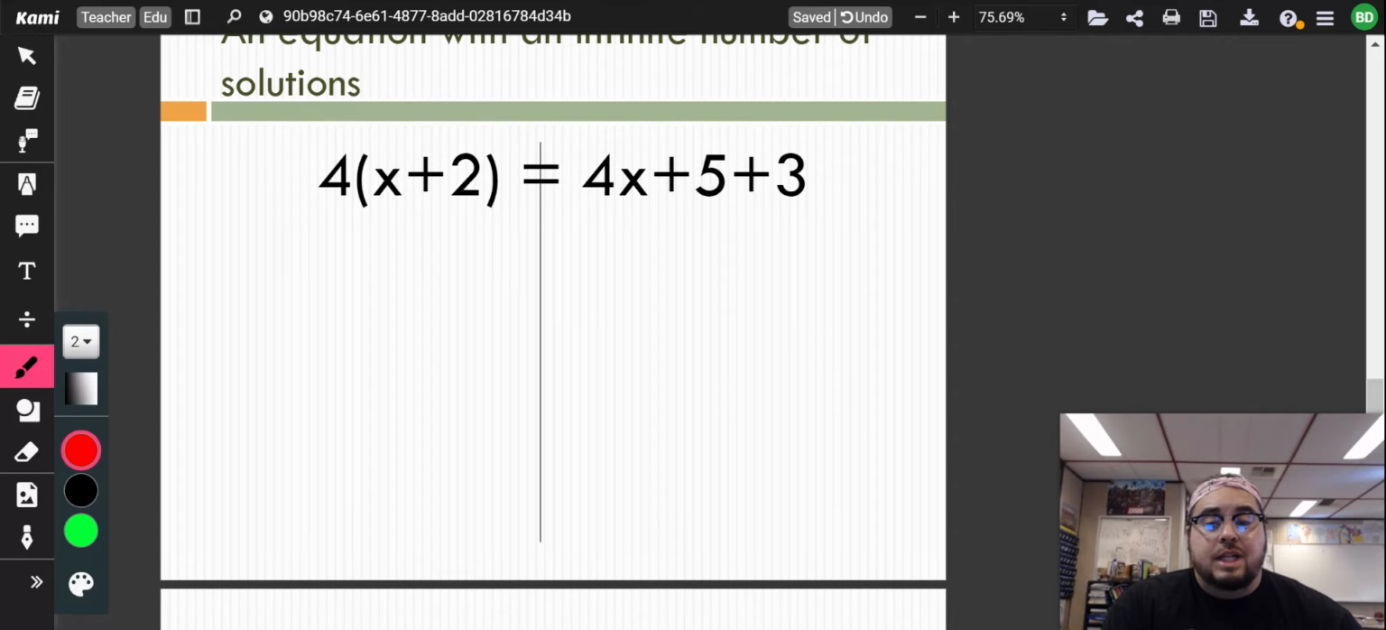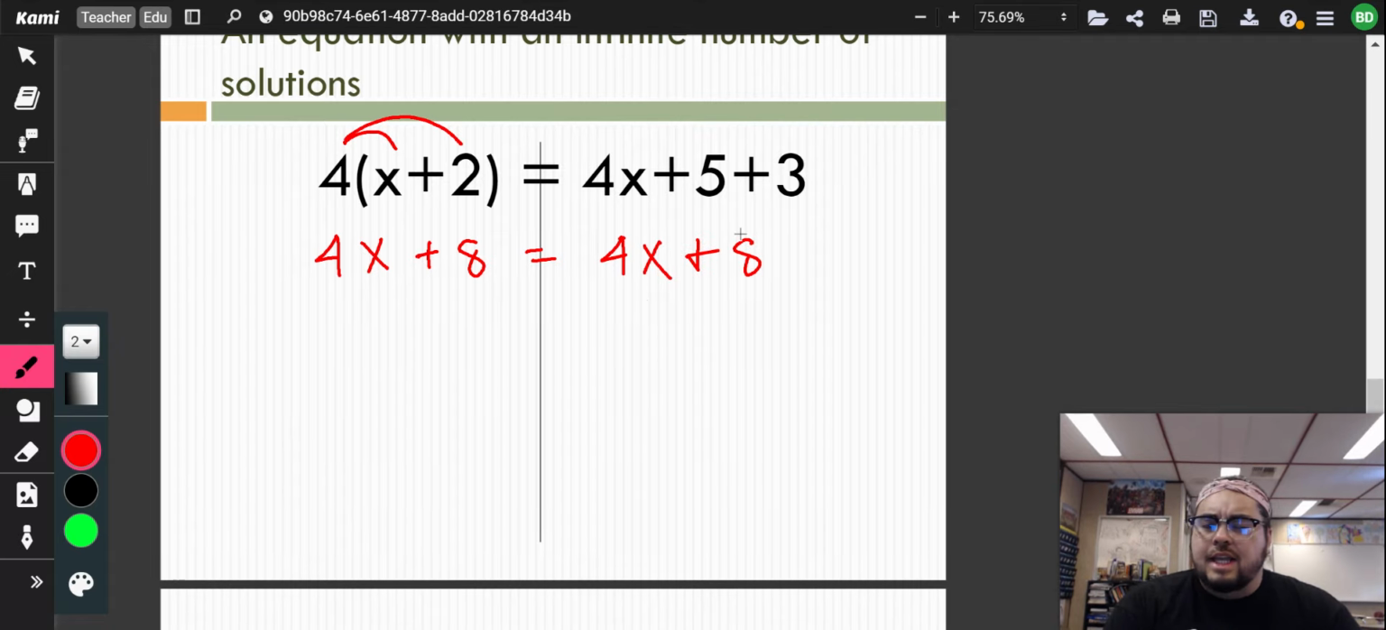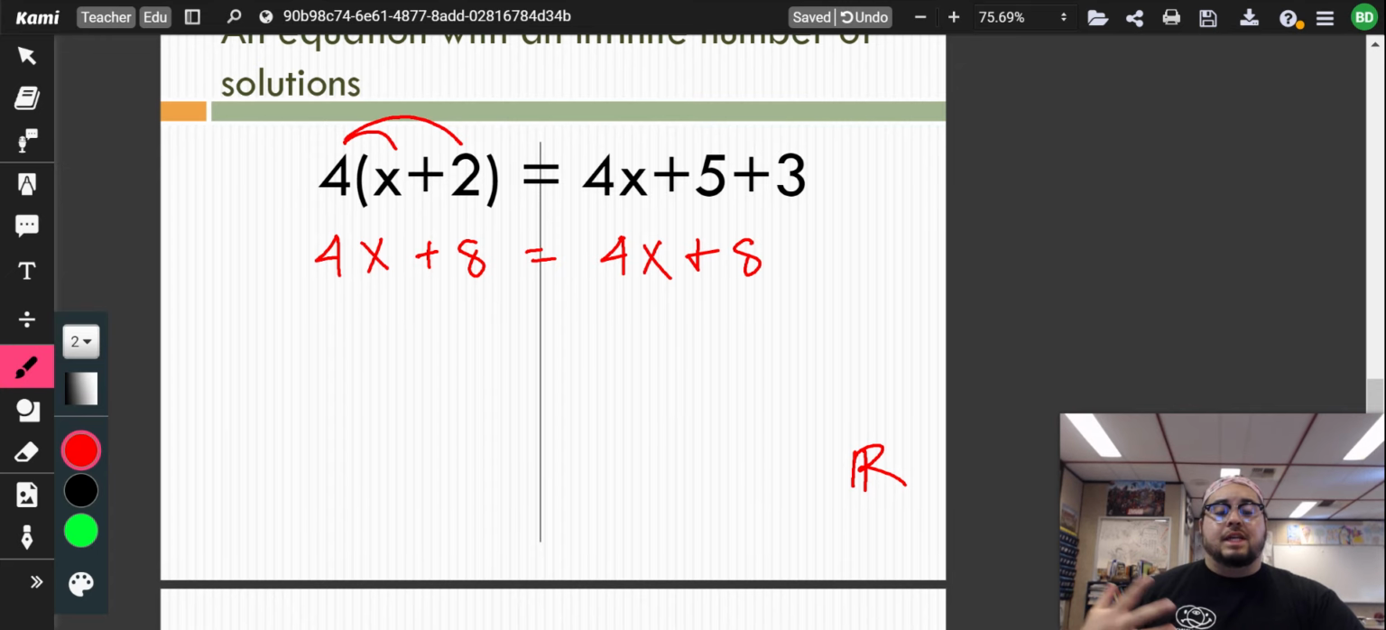So again, I have to do some cleaning up here. I have to clean up the left side by distributing. 4 times x is 4x. 4 times 2 is going to give us 8. On the other side, I have 4x. Then I'm going to combine like terms. 5 plus 3 is going to give me positive 8. And I can look at this and say, whoa, those are the same exact thing. And I can stop there. Right away, I can tell that the answer is going to be all real numbers because these are literally the same equation. But if I wanted to take it one step further, just to prove to myself that the answer is actually all real numbers, I could subtract 4x from both sides.